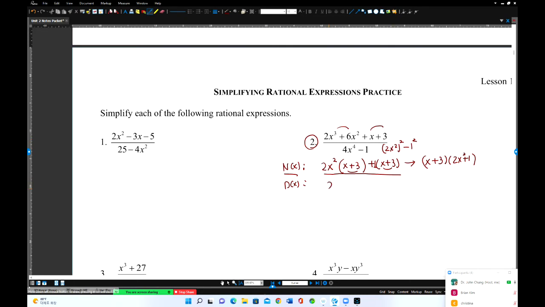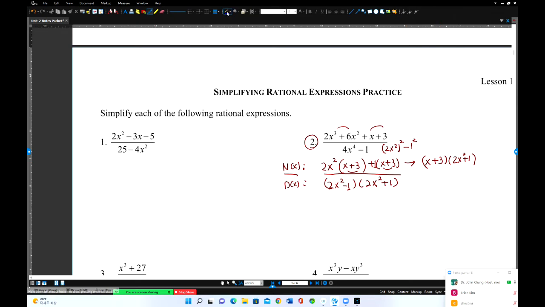2x squared minus 1 first. The other one is 2x squared plus 1. No more, right? These are not square numbers, so we stop here. Which one is the common factor? It will be crossed out.